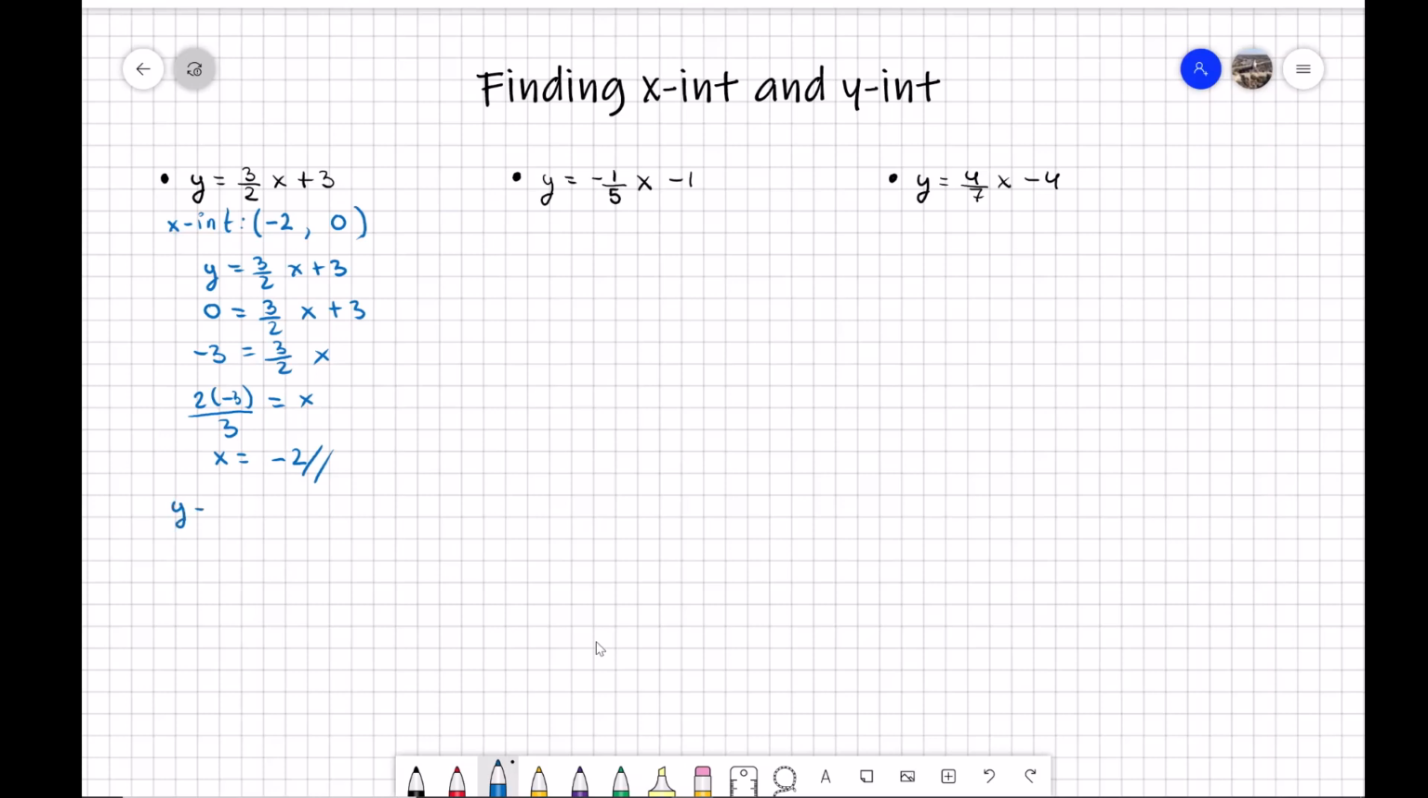So now for the y-intercept, we know that the x-coordinate is going to be equal to 0. So that means we just need to find what is the y-coordinate. Again, we're going to use the same method, which is we use the same function. We have y equal to 3 over 2x plus 3. But this time we're going to replace x with a 0, so we end up with y equal to 3 over 2 times 0 plus 3. This gets cancelled, and we end up with y equal to 3. So that's going to be our y-coordinate, and we just found the y-intercept.